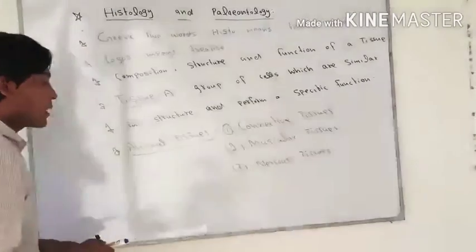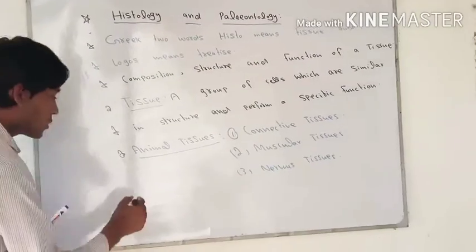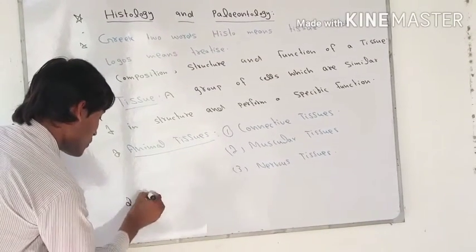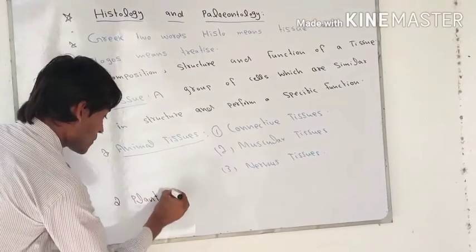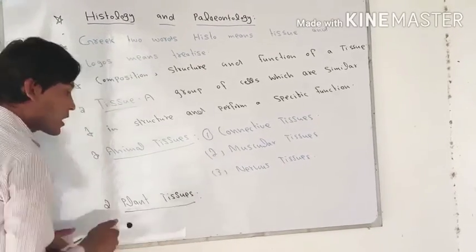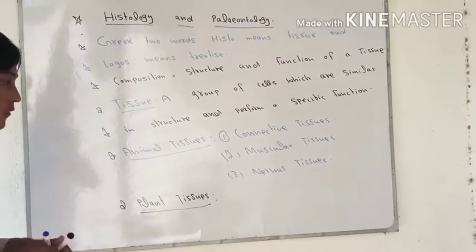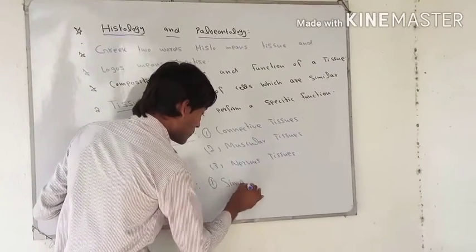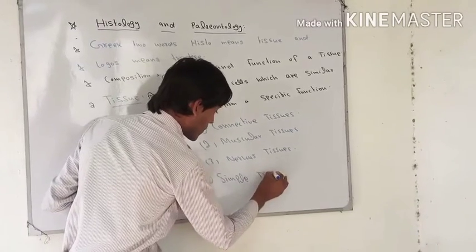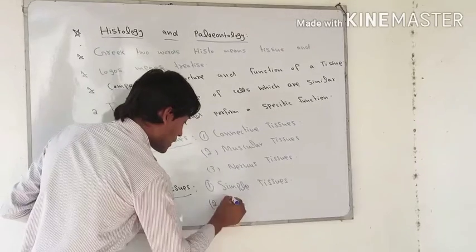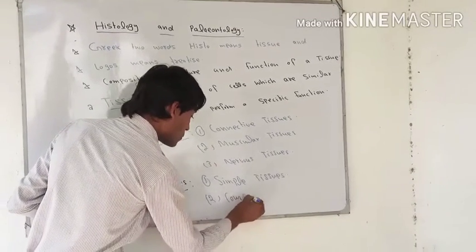If we talk about plant tissue, there are basically two main types of plant tissue. The first one is called simple tissue, and the second one is called compound tissue.